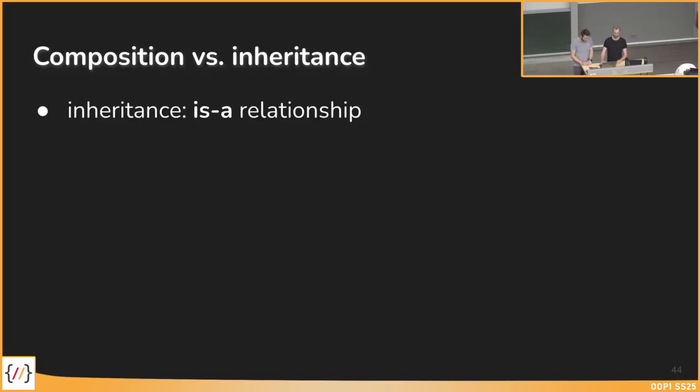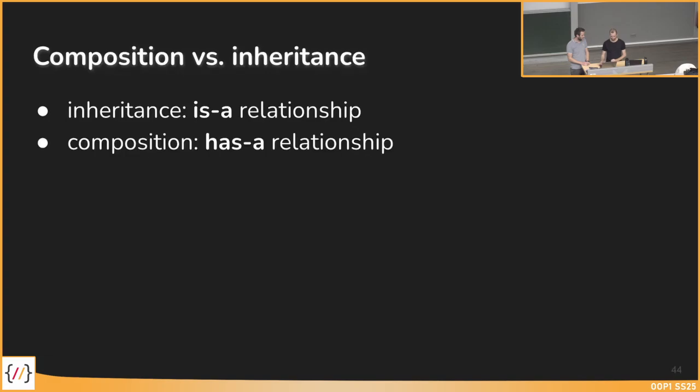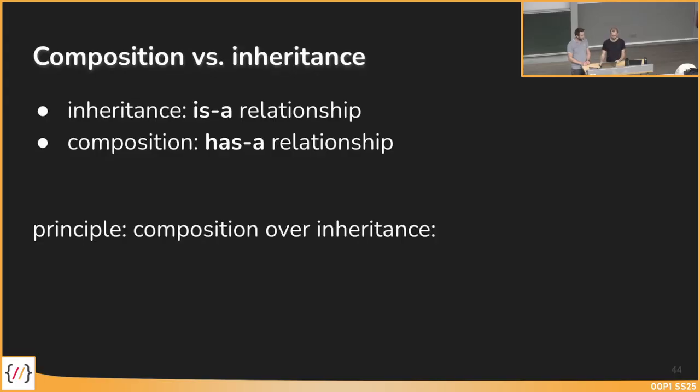When we remember, inheritance is an is-a relationship: a dog is an animal, and so on. Composition is a has-a relationship, and has-a means it's a member of it. So it does not inherit from a class; it just uses members to build something. The principle in general is that composition should or could be used over inheritance.